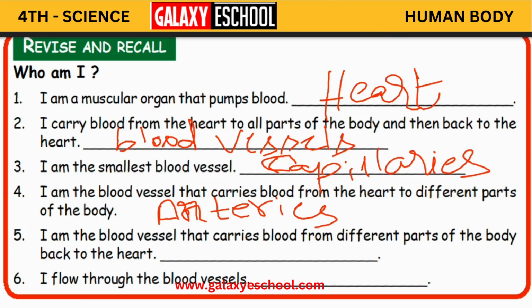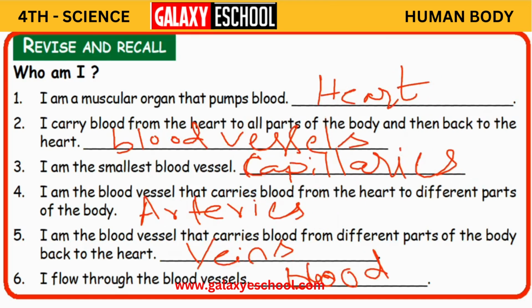And the fifth one, I am the blood vessel that carries blood from different parts of the body back to the heart. Okay, these are veins. And the last one, I flow through the blood vessels. So what is that, children? It is blood. Okay, so this is what we learned about the circulatory system.